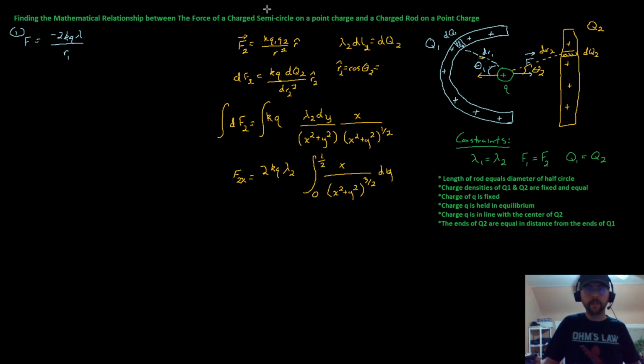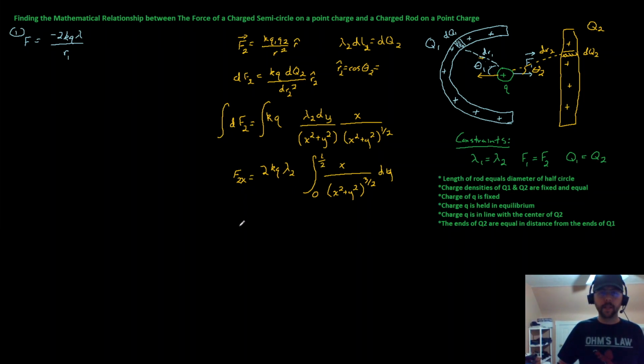Alright, so now let's try to finish solving this one on the right, which is going to be much more difficult. So we have this integral here, and we're going to want to use trig substitution to solve this, because this is dy and this is an x on the top, so the x can actually be pulled out.